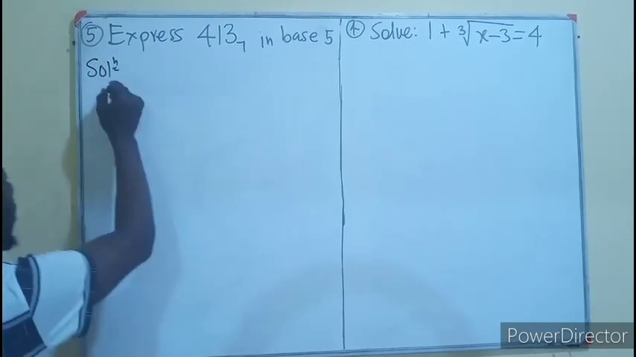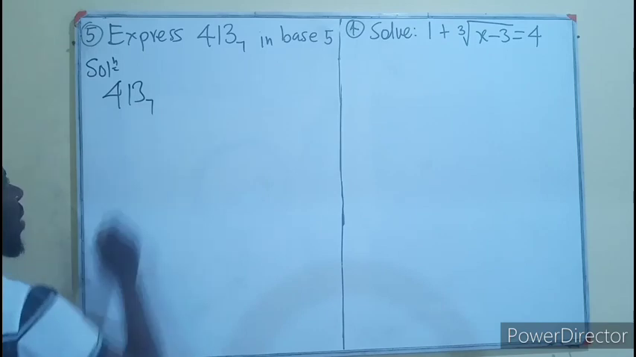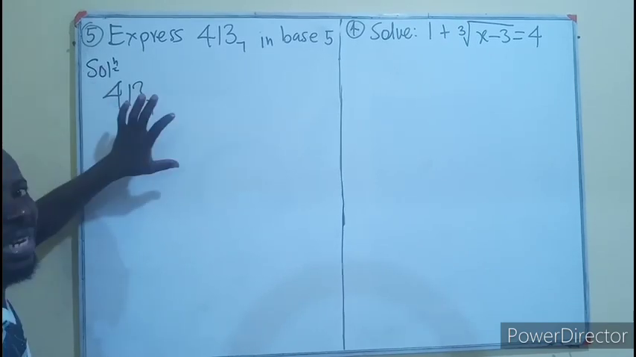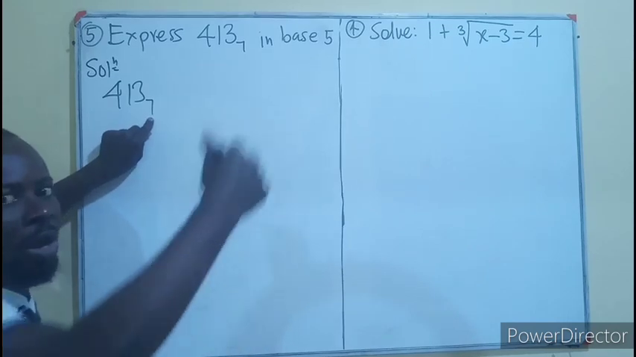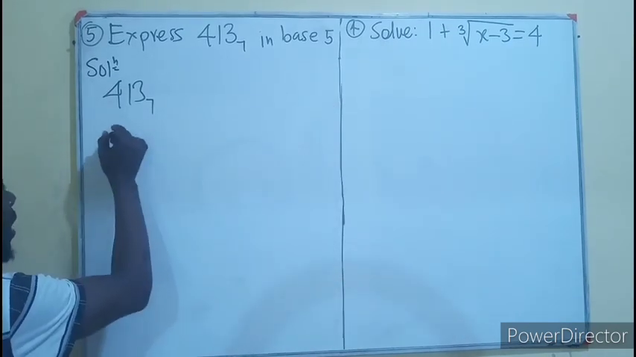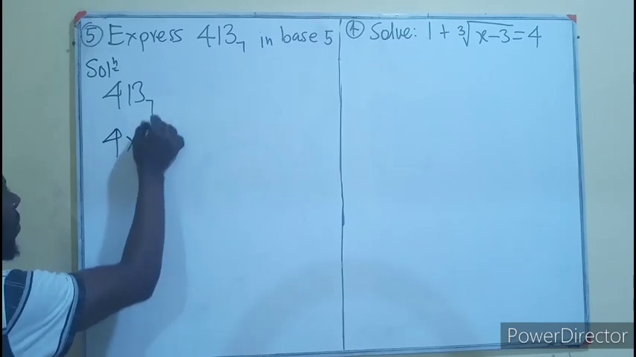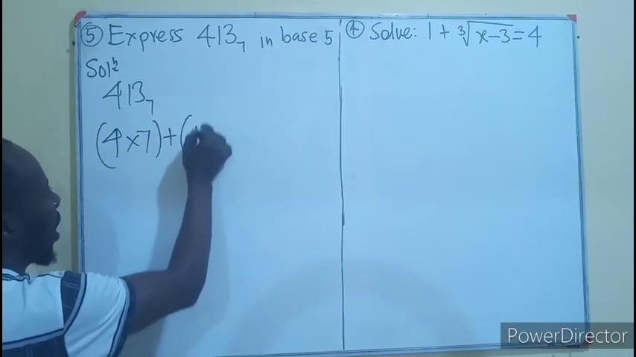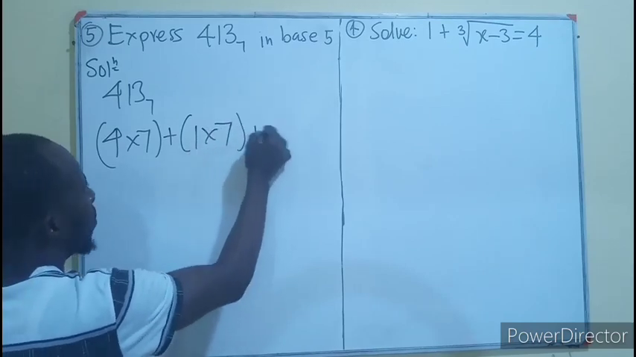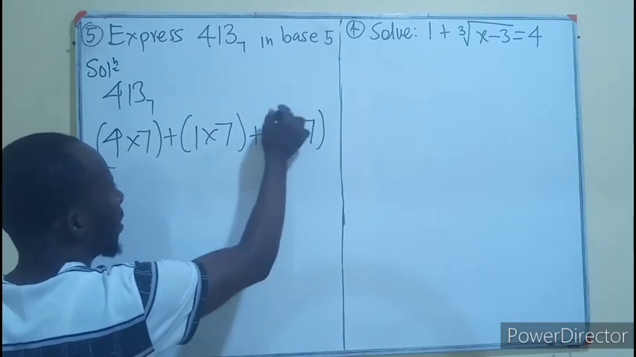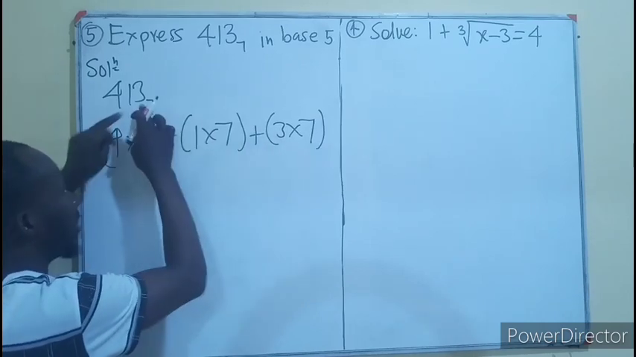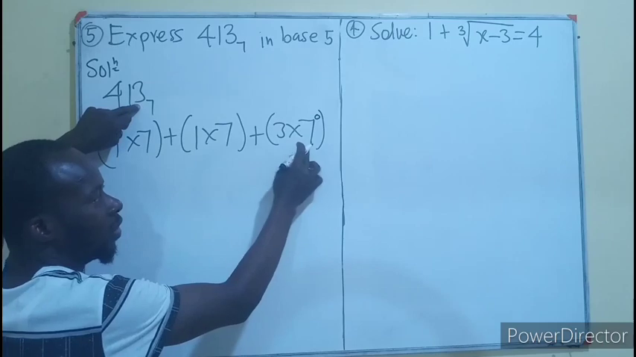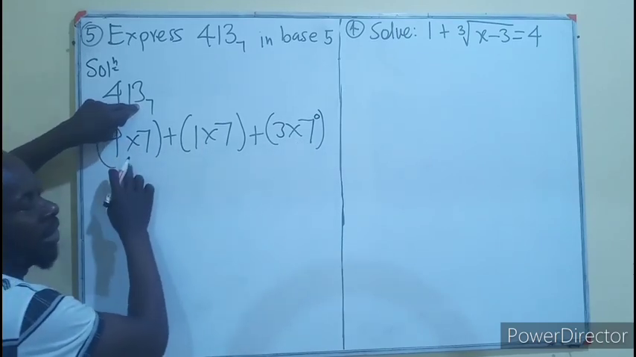And converting 413 base 7 into base 10. In converting this, we know that we are going to expand from a smaller base to a bigger base 10. So it means that I'll be having 4 times 7 squared, plus 1 times 7, plus 3 times what? 7. The place value of 7 here is 1. So we know any number raised to the power 0 is 1. So this will be 7. And this will be 49.